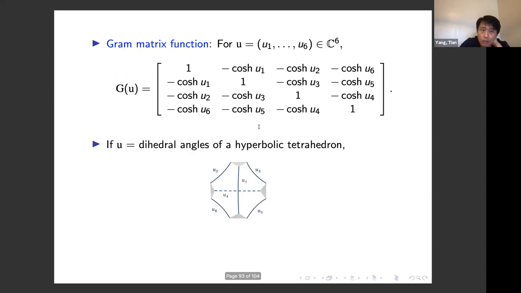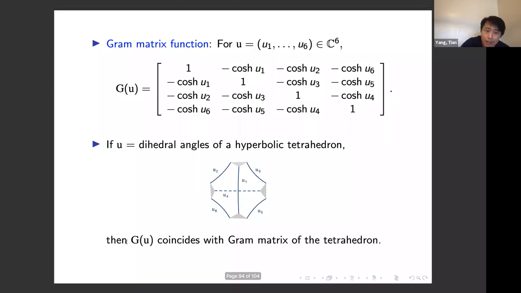And it's called Gram matrix because when these complex numbers are the dihedral angles of a hyperbolic tetrahedron, well, to be precise, the dihedral angles times i, the square root of negative one, then this matrix is exactly the Gram matrix of the tetrahedron. And the Gram matrix is a central object in the study of tetrahedra.